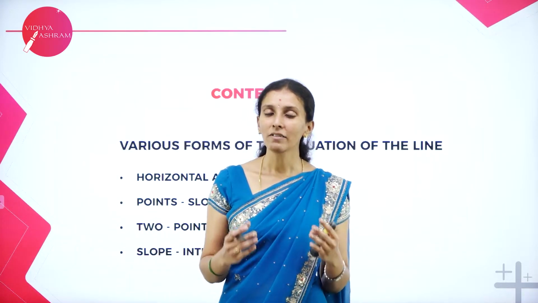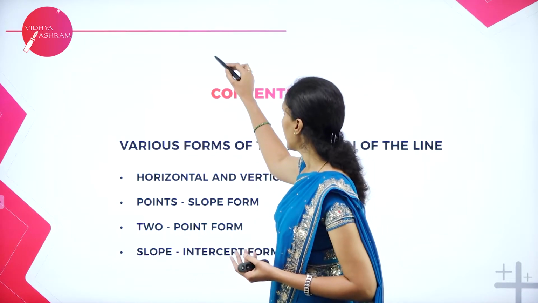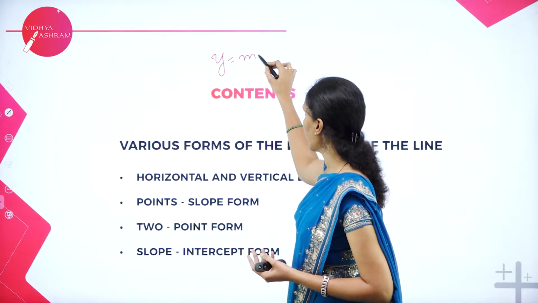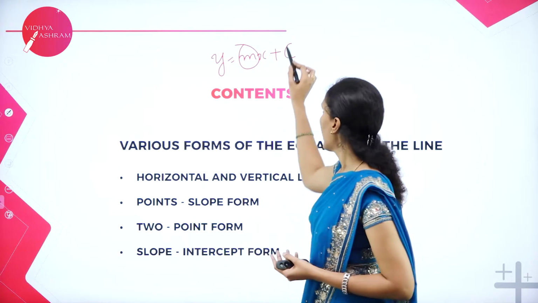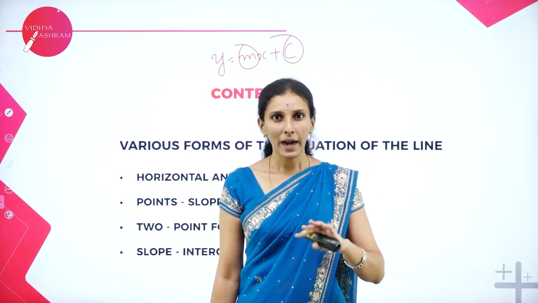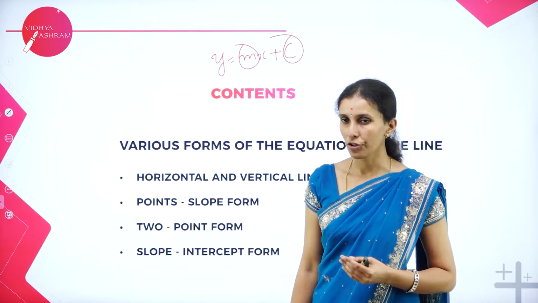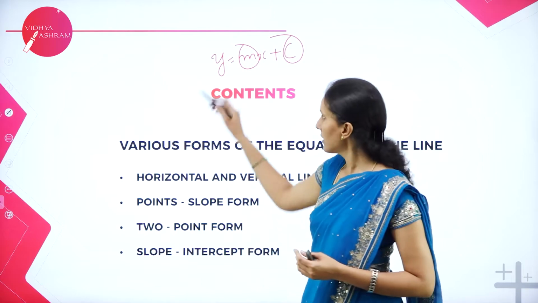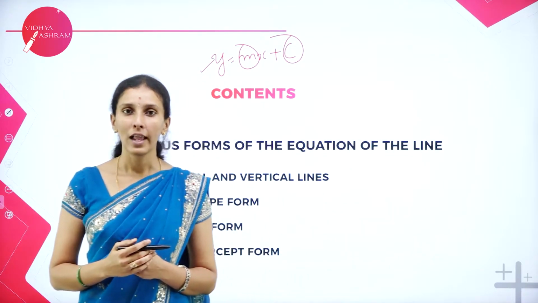So we have a general equation of a line which you have studied in your earlier classes, that is y is equal to mx plus c form, where m is called the slope of the given line and c is called the y-intercept of the line. But we have many more equations to represent the equation of line. Along with that, this is one of those kind. Let us see what are those equations of line.